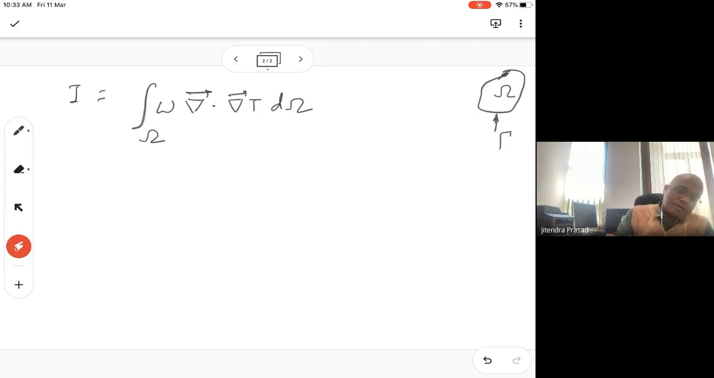Okay, now we have to expand it, basically. And how are we going to expand? There are two things involved here. One is what we call the divergence theorem. The second we will find out later on. So first, the divergence theorem.